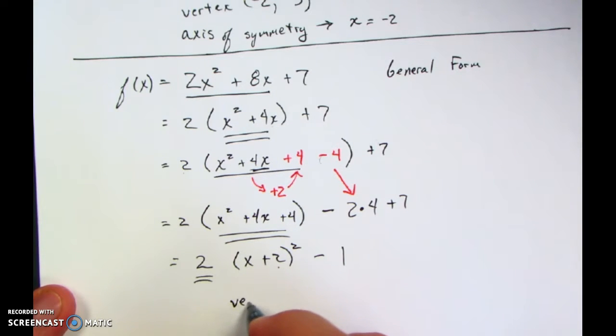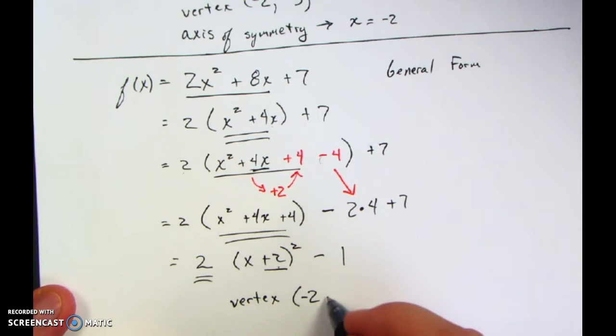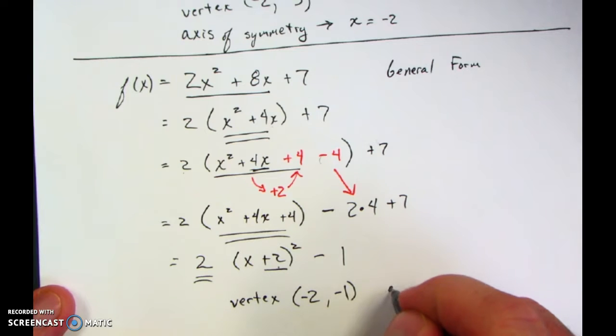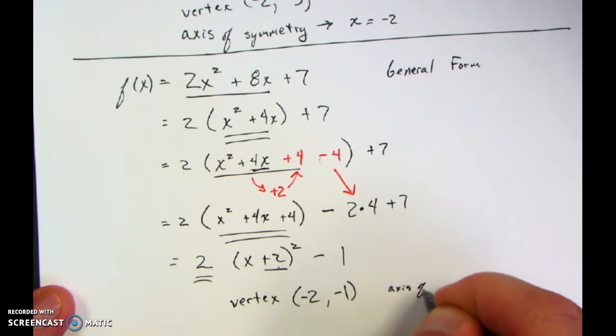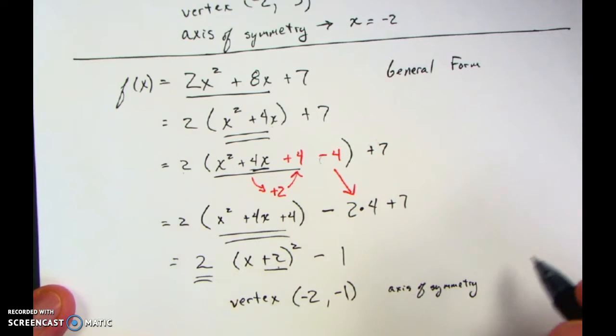We have the vertex. We can see it is at negative 2, from this value, negative 1. And then again, our axis of symmetry goes through that point. So that axis of symmetry is where x equals negative 2.